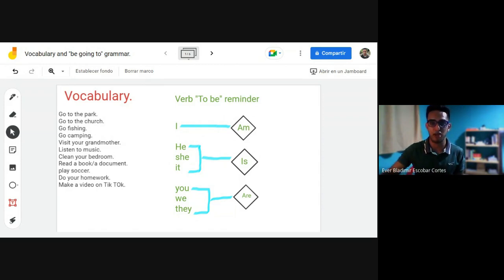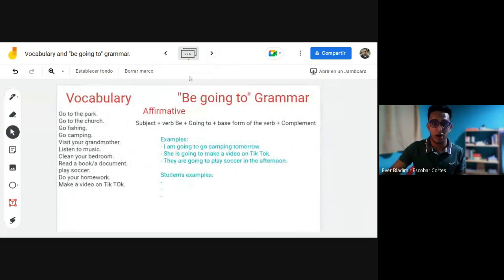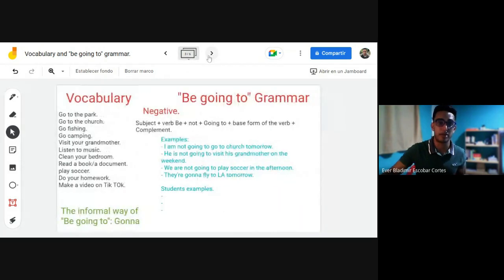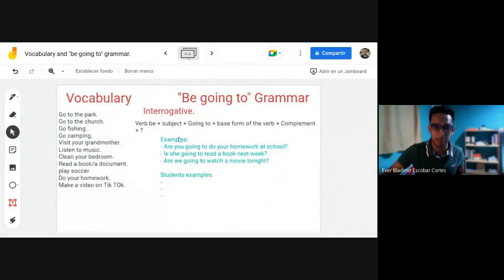We have the verb to be right here, the structure, and as I told you before, I was expected to show students how to create affirmative sentences, and then they have to provide me some examples if they are understanding. So in this case, I'm going to see if I'm doing great with the students, and here are the negative and interrogative examples, right? So here is the explanation for the students. Obviously this is going to be worked in the classroom.